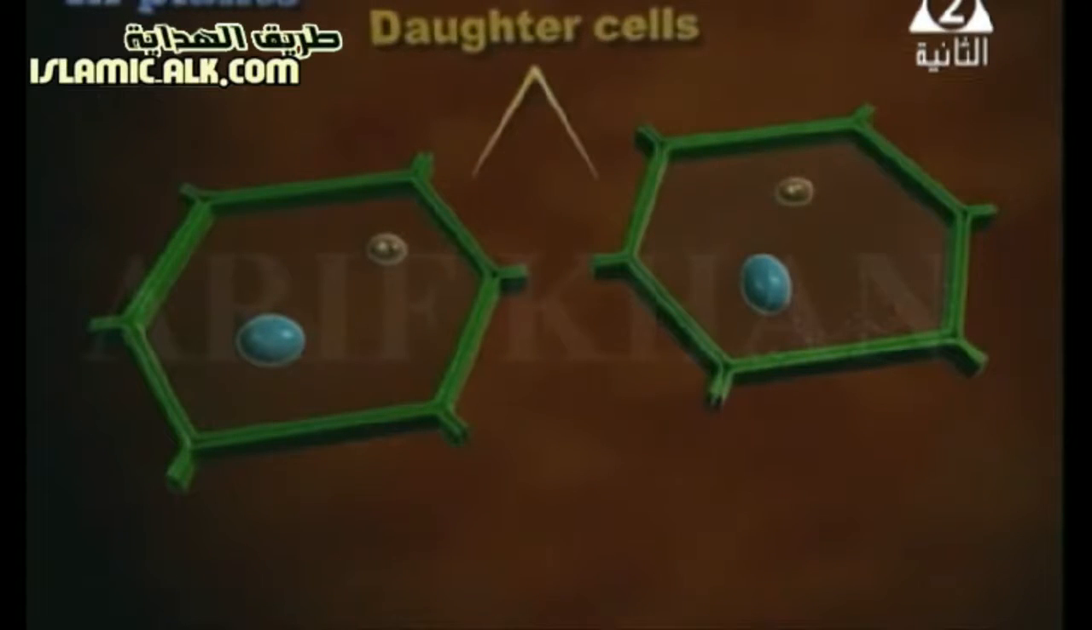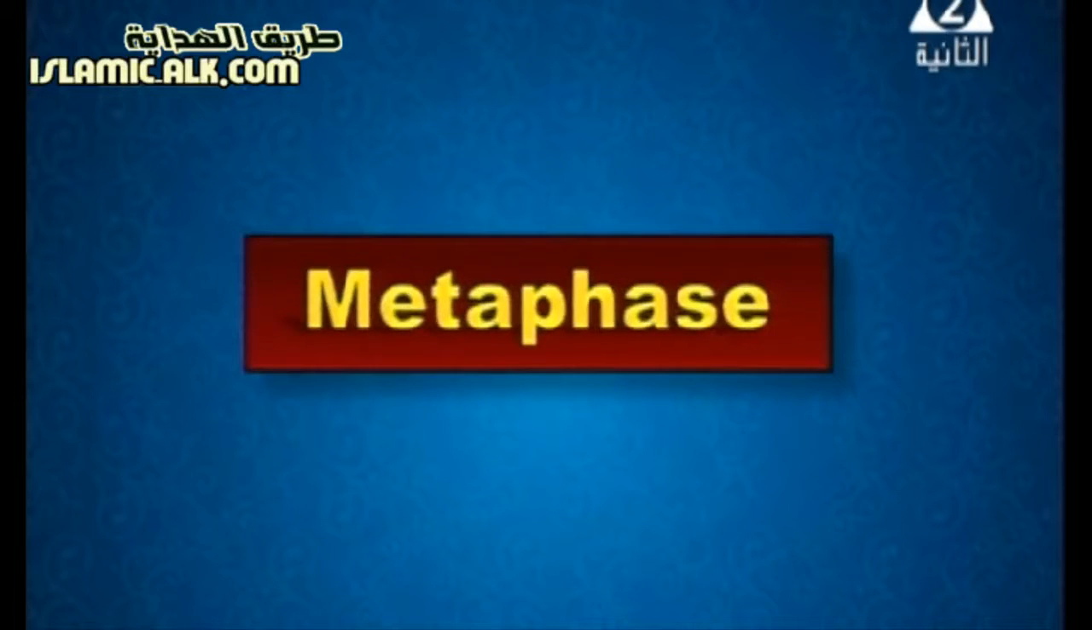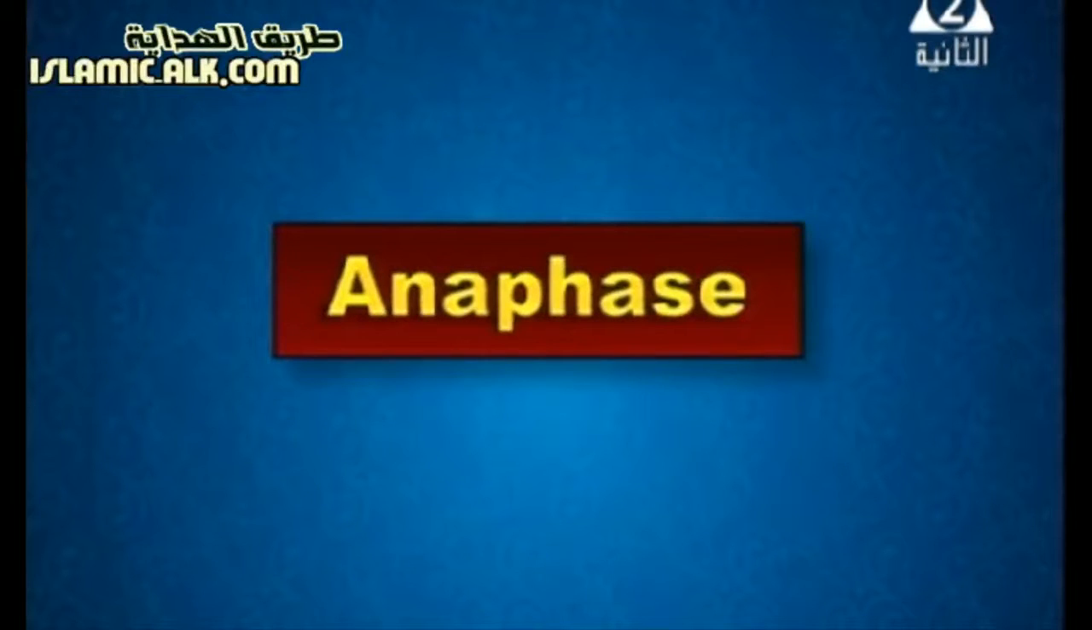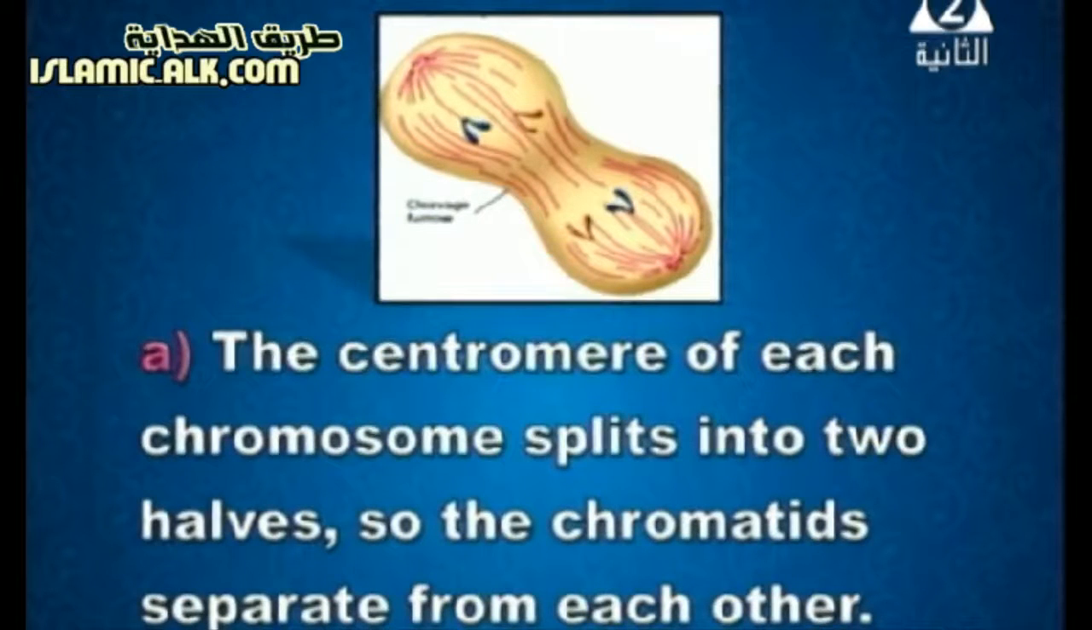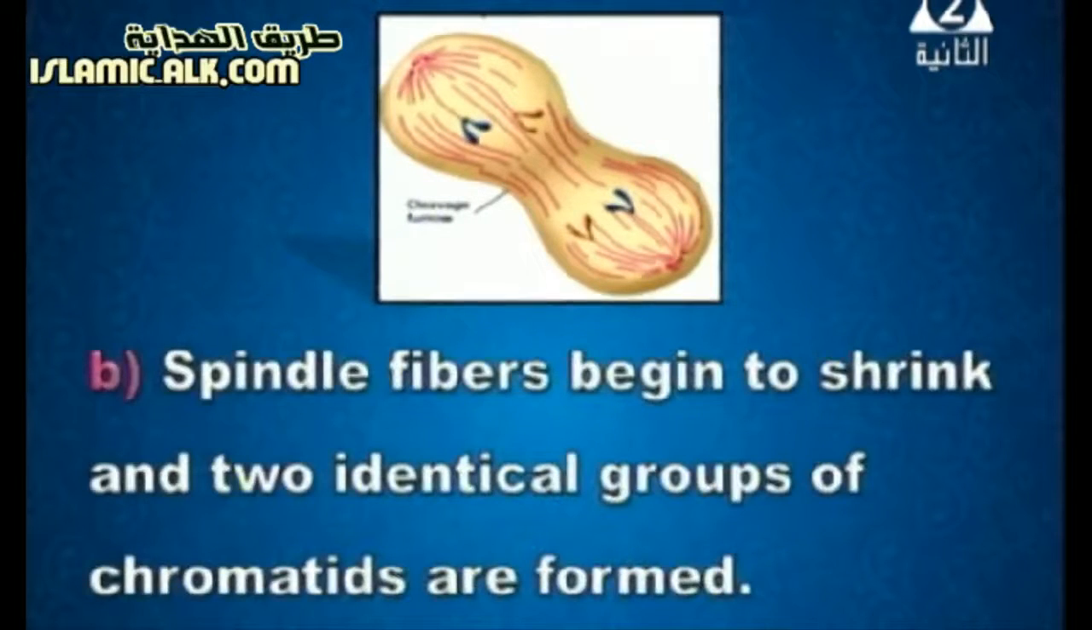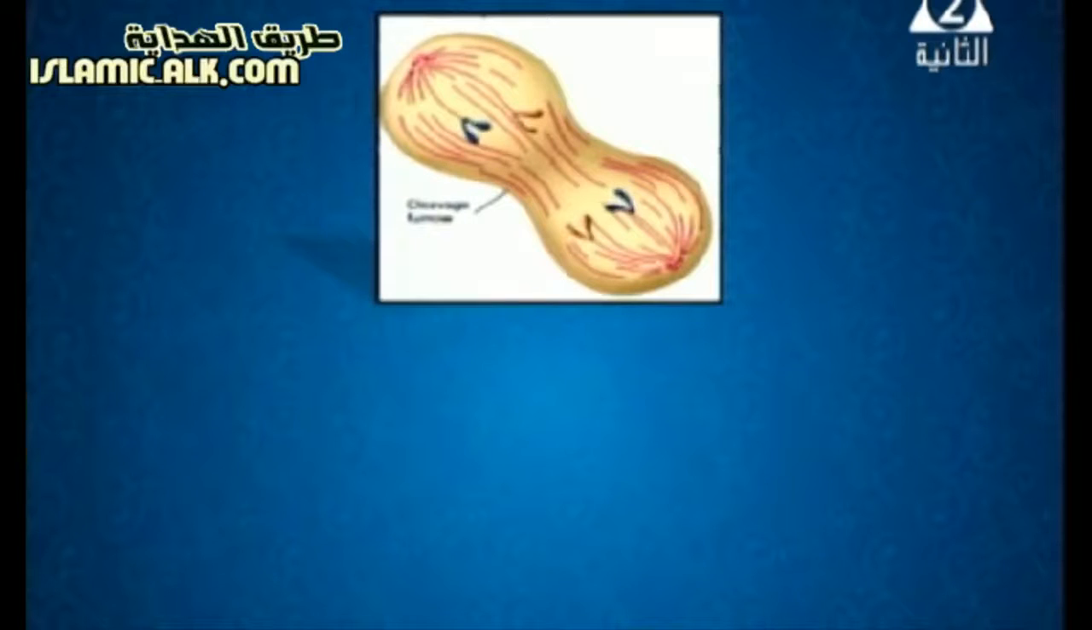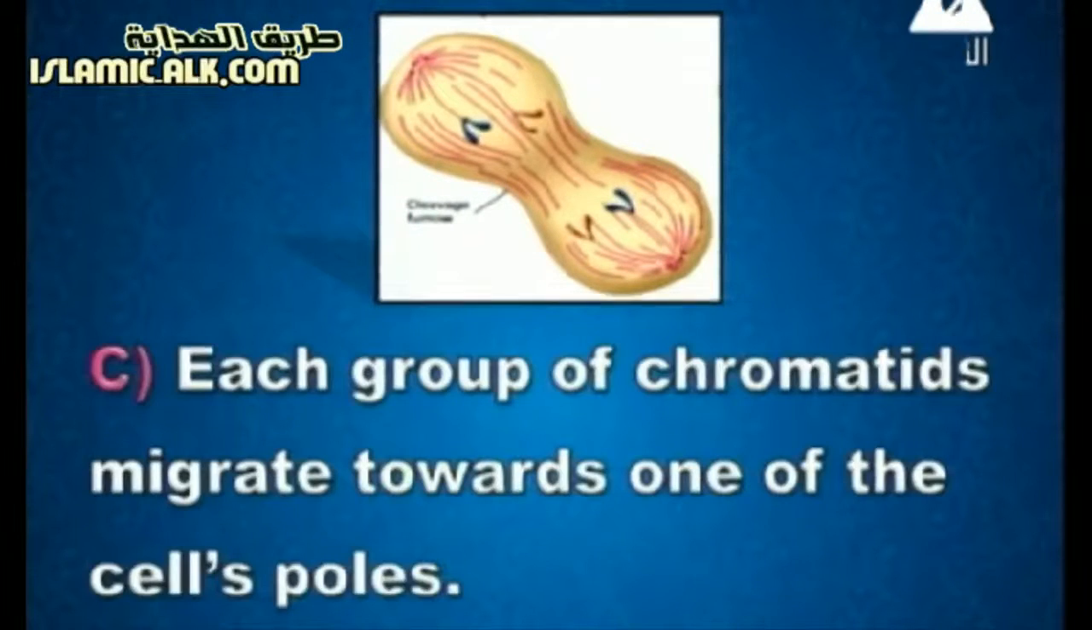We will move to the next phase, which is anaphase. By the beginning of this phase, the centromere of each chromosome splits into two halves, so the chromatids separate from each other. Also, the spindle fibers begin to shrink, so two identical groups of chromatids are formed. Each group of chromatids migrates toward one of the cell poles.